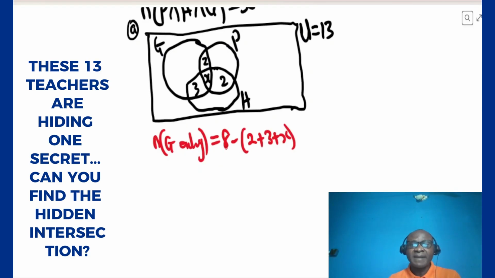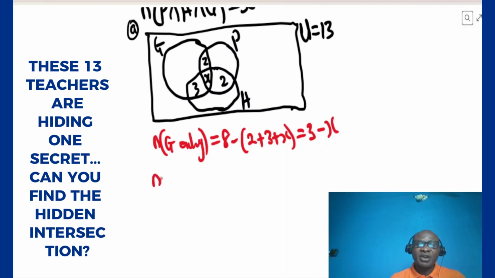So 8 minus 5 will give me 3. So I'm going to get here 3, minus X. Yes, this is correct. What have I done? I subtracted 5 from 8. I got 3 left. Then minus X.